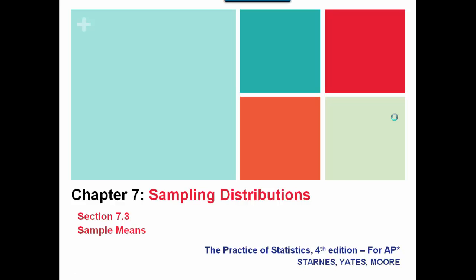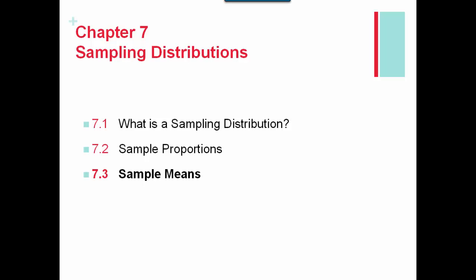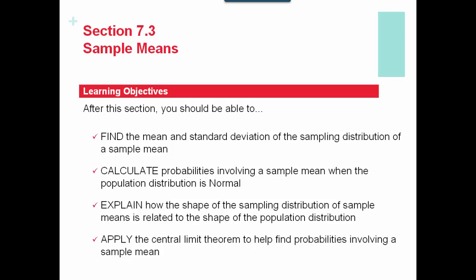Our next lesson is on sample means, section 7.3. In this section, we'll find the mean and standard deviation of the sampling distribution of a sample mean. We'll calculate probabilities involving a sample mean when the population distribution is normal, and explain how the shape of a sampling distribution of sample means is related to the shape of the population distribution. We'll also learn to apply the central limit theorem to help find probabilities involving a sample mean.